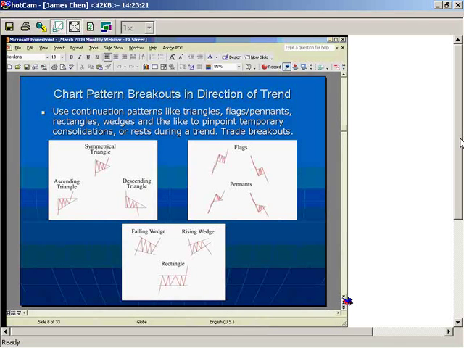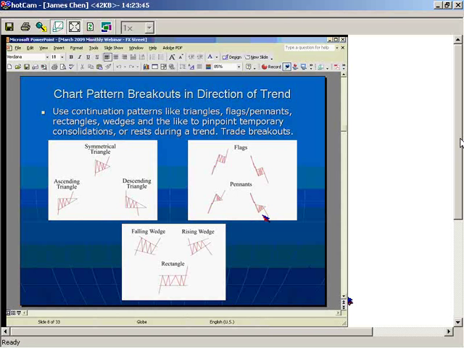Now, patterns. I'm only putting continuation patterns here because this is all I'm going to cover today in terms of chart patterns. I'm not really going to talk about the reversal patterns, for a certain reason, and you'll see in a second. So chart patterns, I've got the triangles. These are usually considered continuation patterns. I've got flags and pennants.